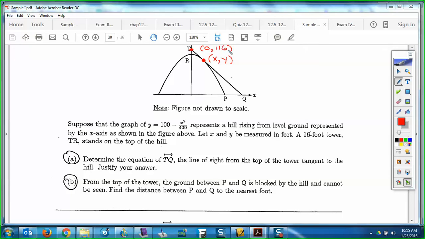0, 116, right? Because the top of the parabola, here's the parabola equation. So if you put a 0 into that, you get 100. So you know that that's 100. And the tower is 16 tall on top of the hill. So that point is 116.